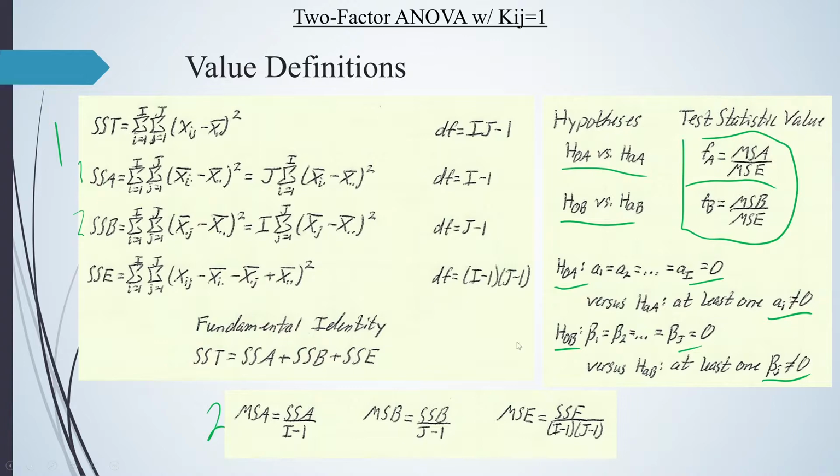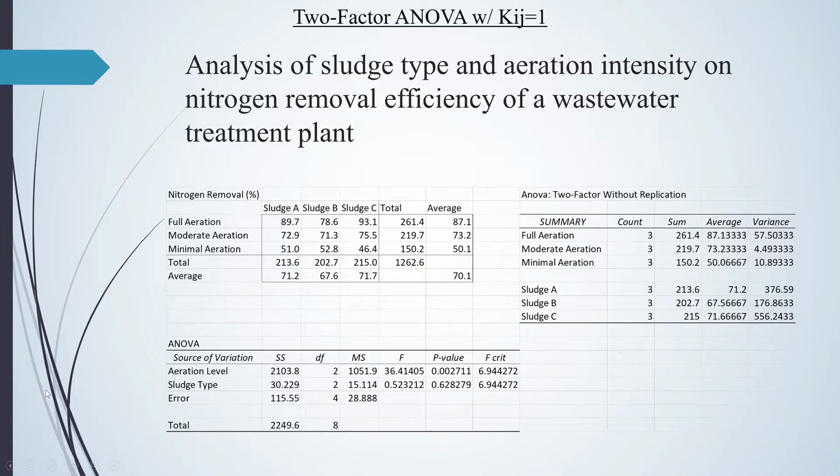So let's look at an example. In the case of an activated sludge wastewater treatment plant, we're going to look at aeration intensity as well as sludge type as two factors that are affecting nitrogen removal. So in this case, you can calculate the totals and averages for both factors here.